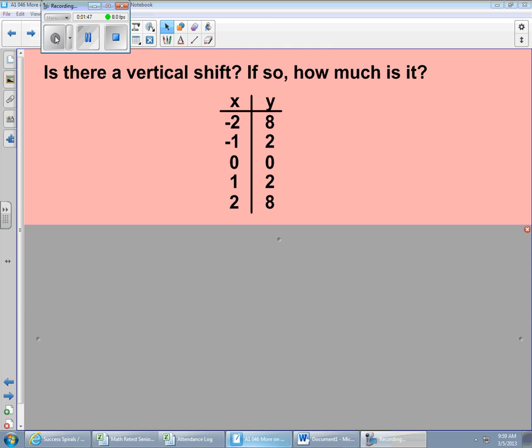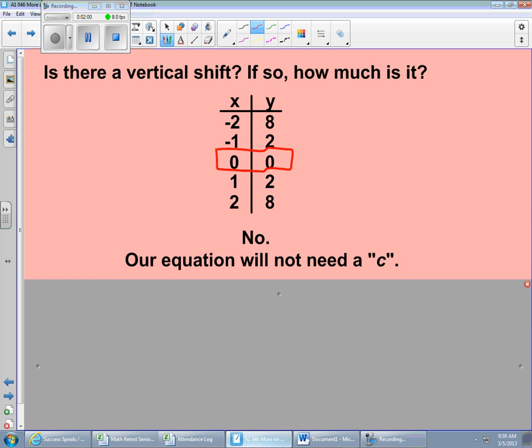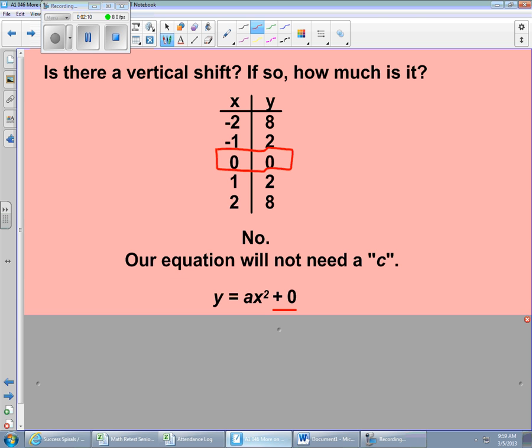Okay. So this one has not been moved because it does pass through the origin. We can see that right there. That's what the parent function is supposed to do. So there is no vertical shift. What that means to us today is that our equation, as we saw yesterday, will not need a c value. So that much, at least on this step for this problem, remains the same as yesterday. We will not need an equation that has plus or minus anything hanging on to the end of it. That's important.